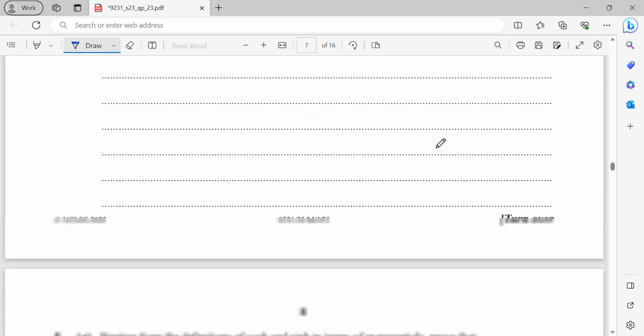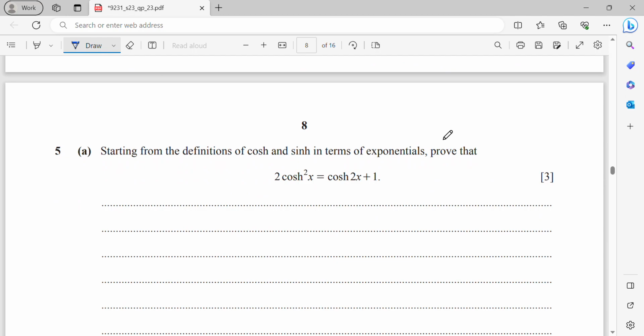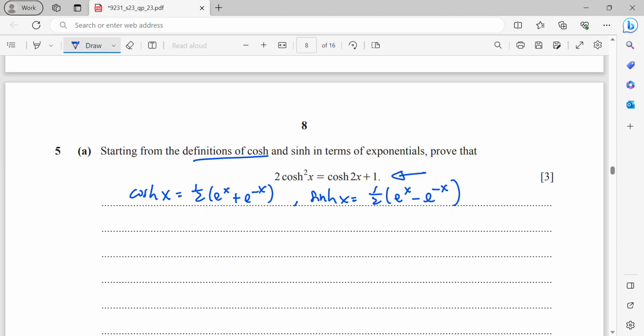Okay, so let's move on to next question, number 5. So number 5 is starting from definitions of cos and sine in terms of exponentials. Prove this formula. Okay, so now I will start with the cos x. It is half of e^x plus e^(-x). And then the sine x is half of e^x minus e^(-x).